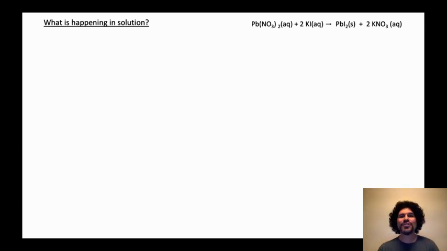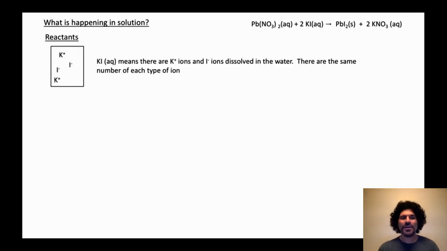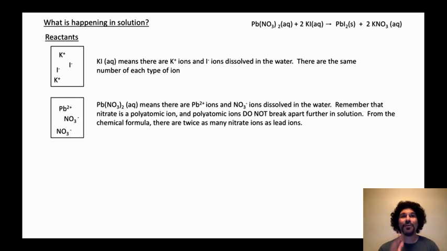Now we have to ask the question, what is happening in solution during this reaction? So what I want to do is first look at the reactants. Potassium iodide means that there are K+ ions and I- ions dissolved in the water. So that's what's in our beaker of water. And from the formula KI, there are the same number of each type of ion. So in this cartoon of the beaker, I have drawn 2 K+ and 2 I-. That will actually become important in a minute why I chose 2.